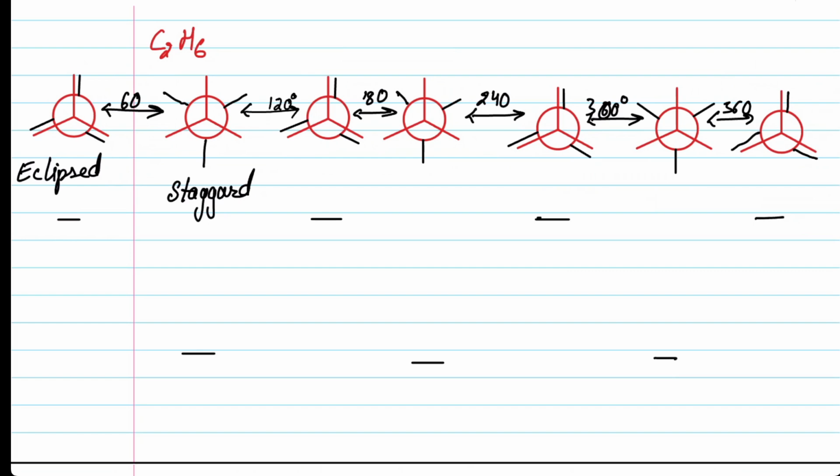When the conformers of ethane convert from one to another, the energy graph goes in this manner. That is, it goes like this.